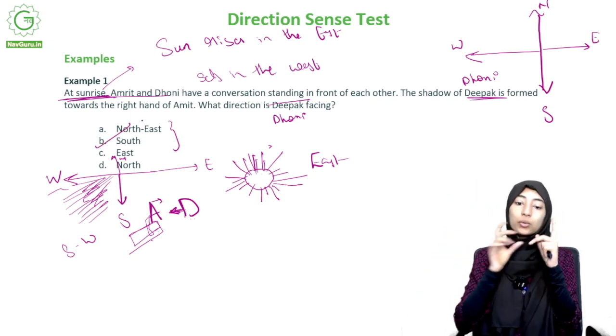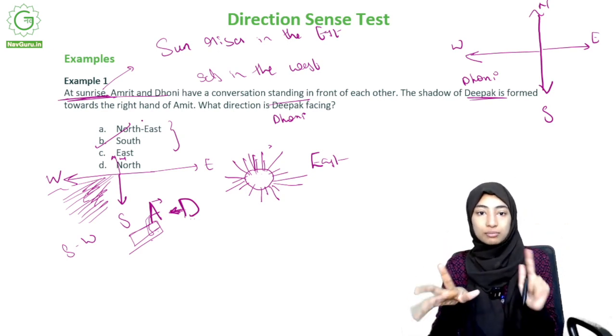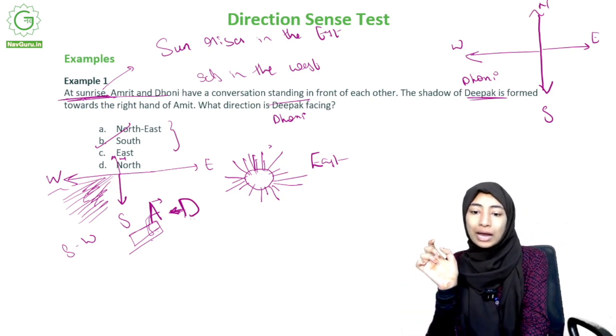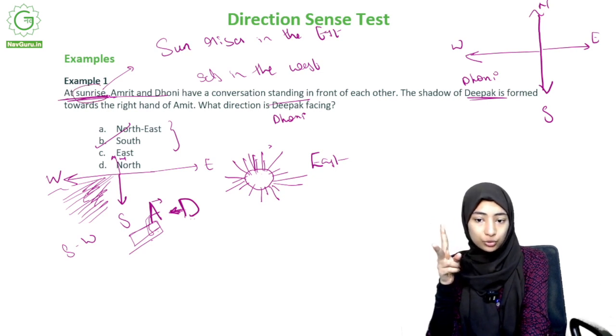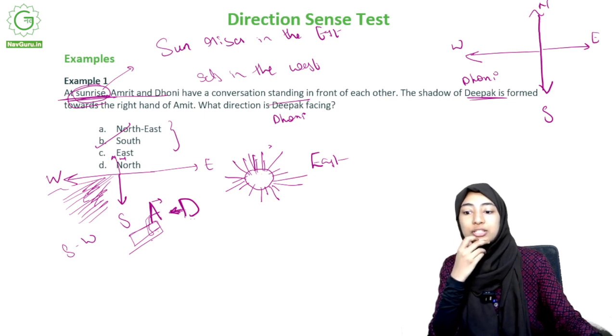So basically the only concept you need to know here is the shadow concept. The concept of shadow is the only thing you need to know, and also a good eye. You need to just notice what has been mentioned in the question, right? That's it. So we're done with direction sense test.